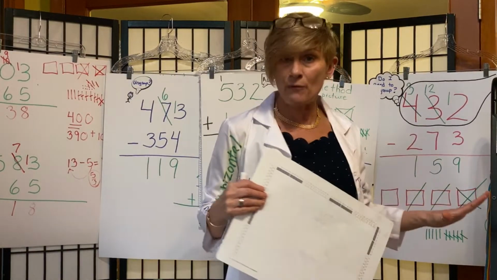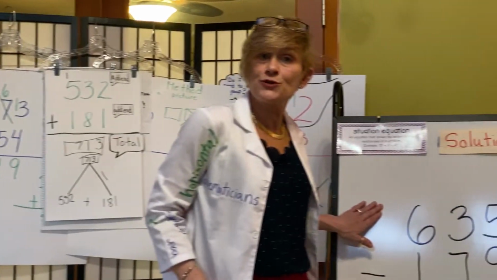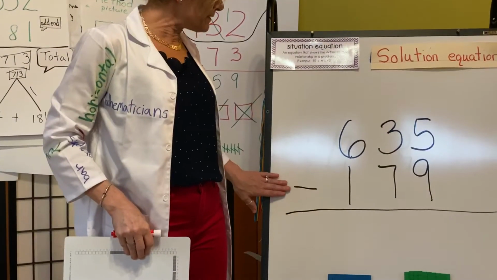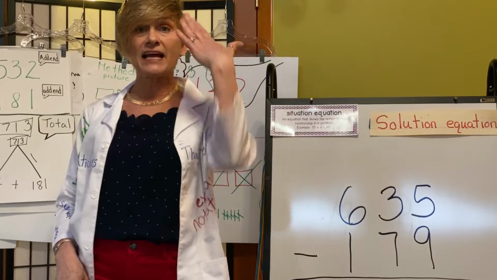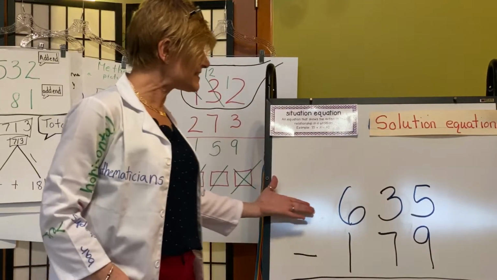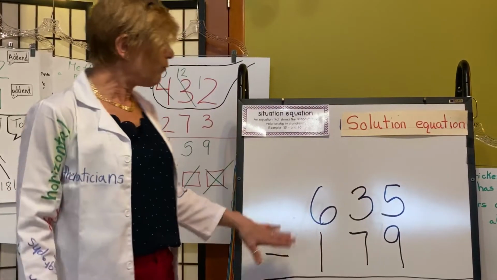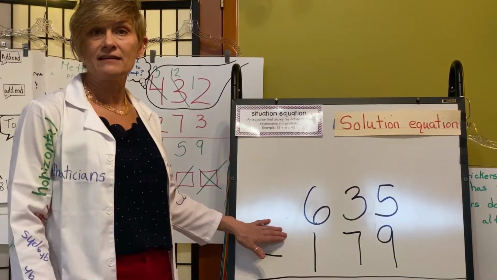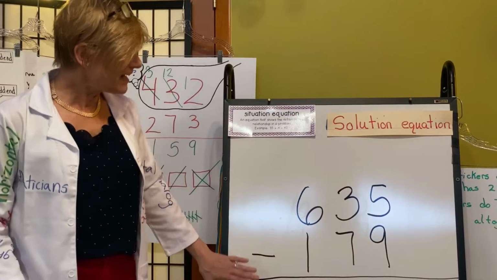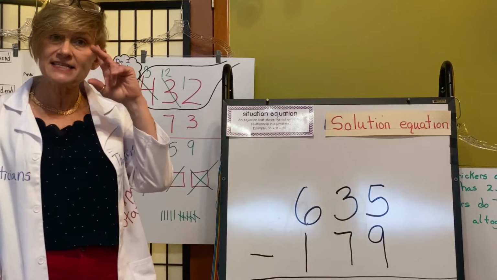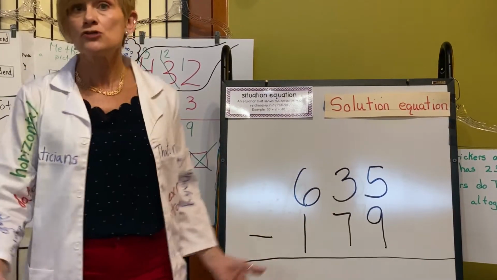So friends, the problem I want you to put on your whiteboard is right here. It's 635, and you're going to be taking away 179. So let's think about that like a story problem. I have 635 buttons, and I lost 179. Maybe you have a better story problem. Set it up, please, on your board, and let's see if you can compute it. That means calculate, solve it.